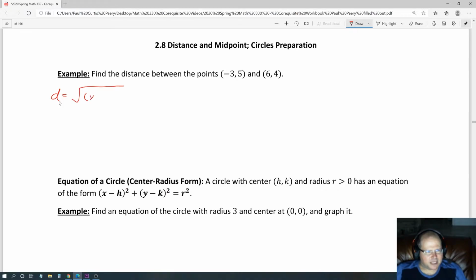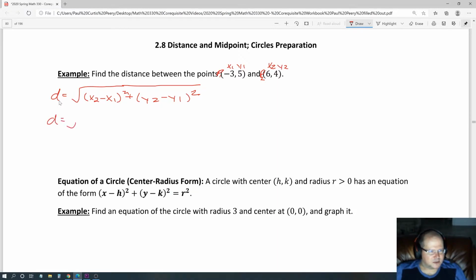Okay, so let's say we say x2 minus x1 squared plus, and then let's say we have y2 minus y1 squared, like that. Okay, so we want to label this as P1 is equal to x1, y1, and this is P2, which is equal to x2, y2. So now let's plug everything in.